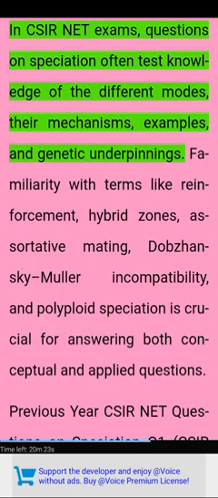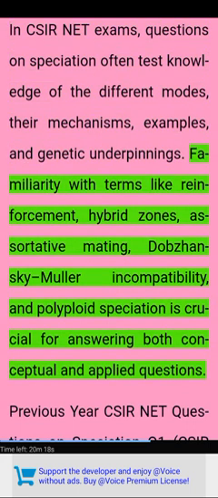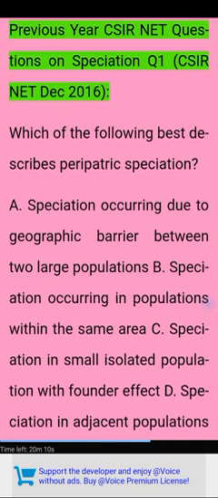In CSIR NET exams, questions on speciation often test knowledge of the different modes, their mechanisms, examples, and genetic underpinnings. Familiarity with terms like reinforcement, hybrid zones, assortative mating, Dobzhansky-Muller incompatibility, and polyploid speciation is crucial for answering both conceptual and applied questions. Previous year CSIR NET questions on speciation. Q1, CSIR NET December 2016.